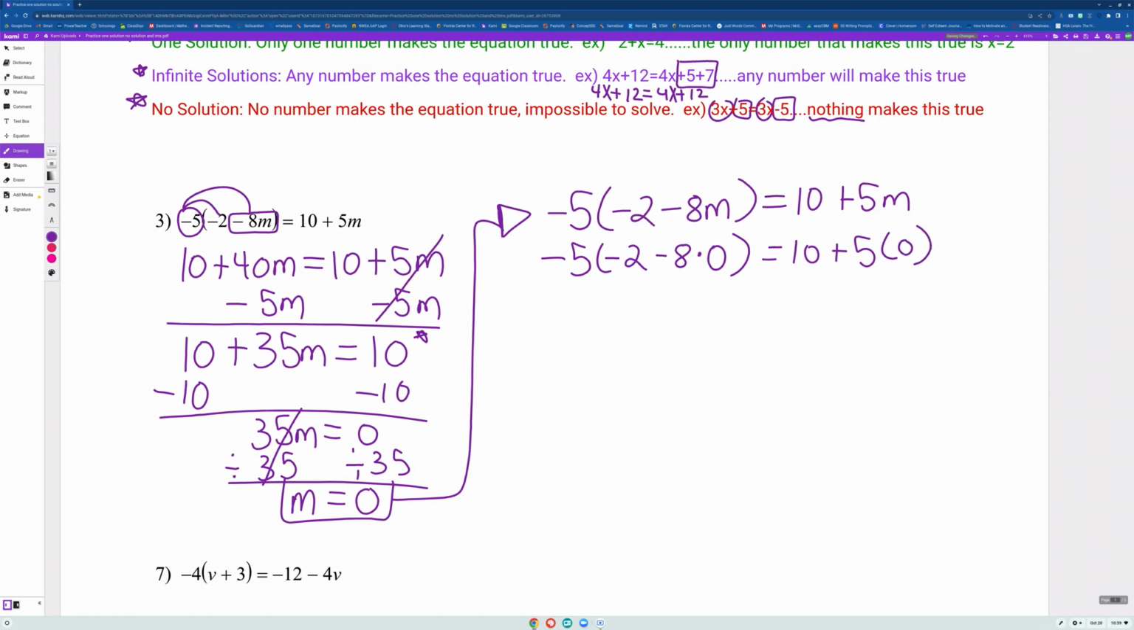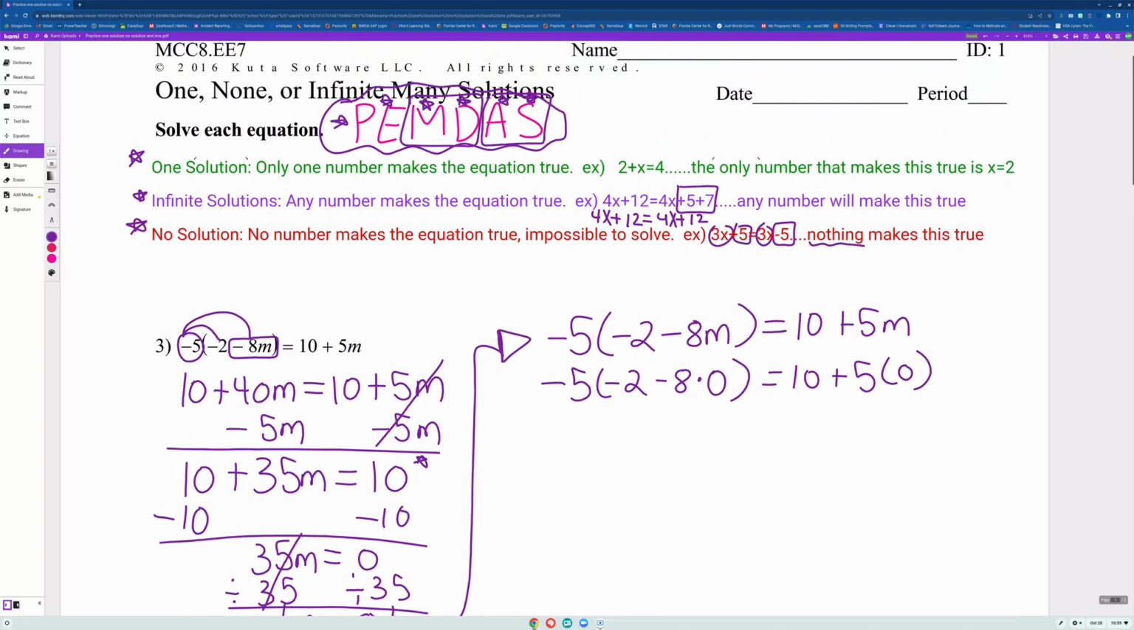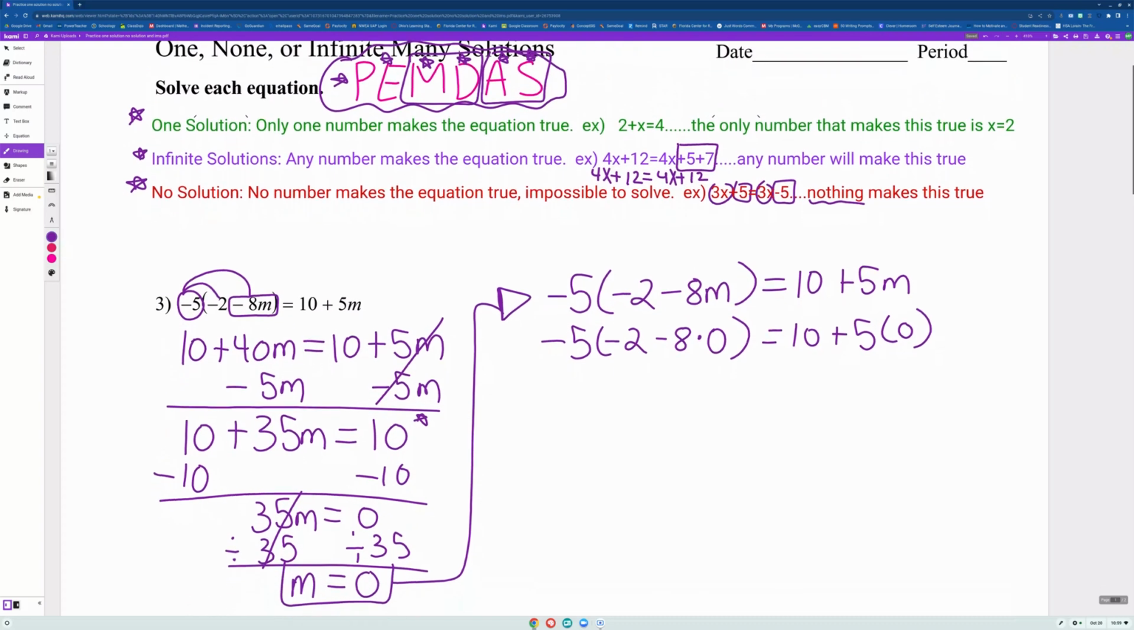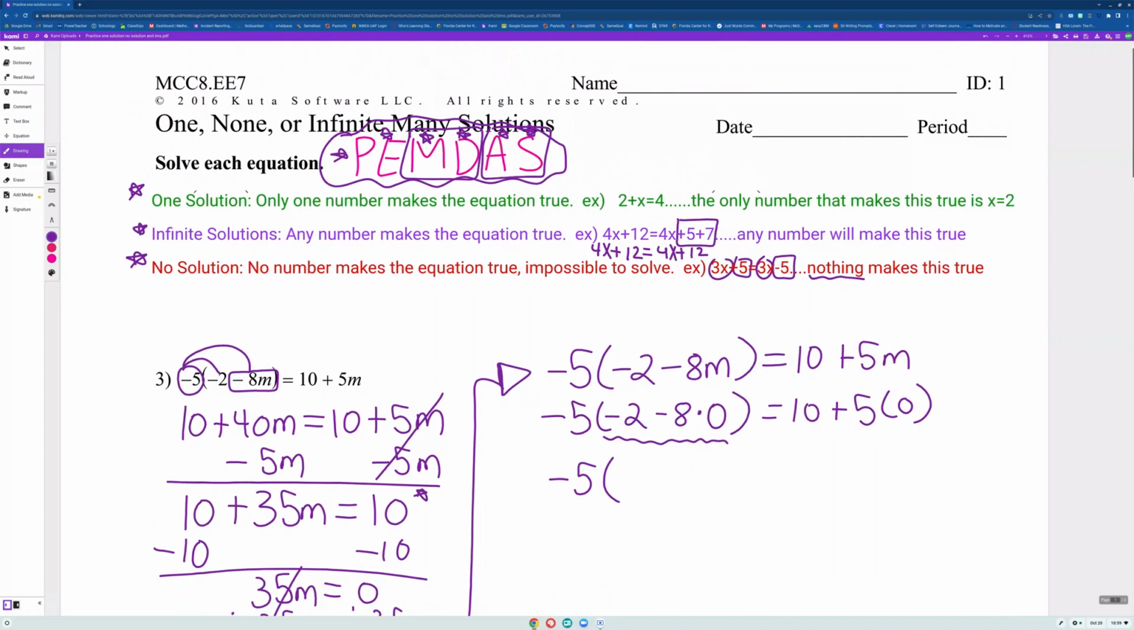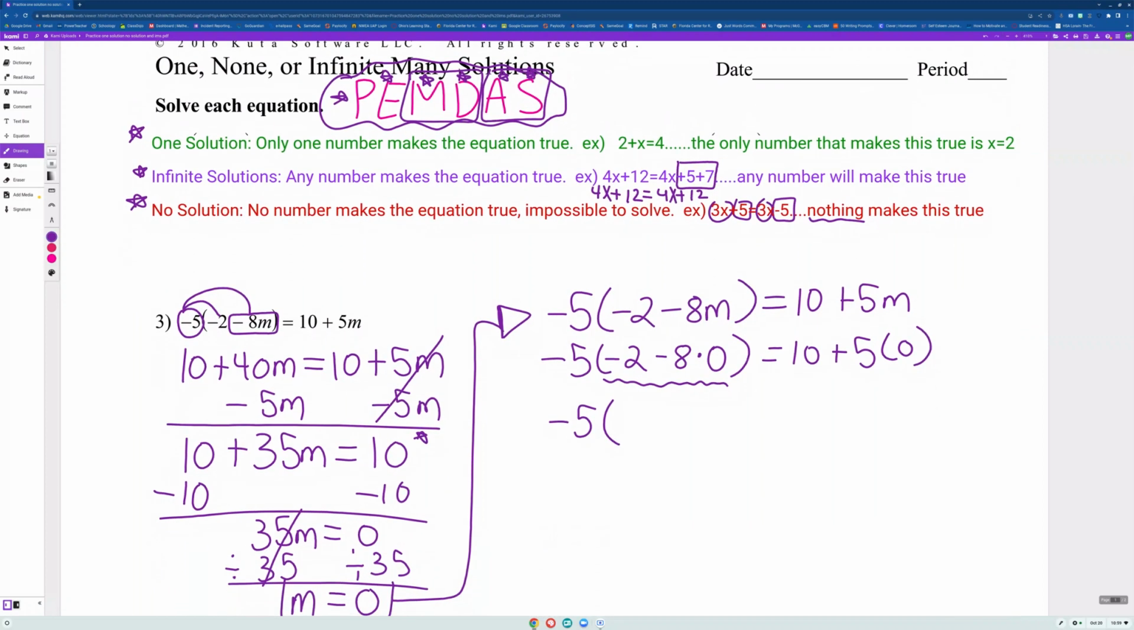So once I have this, now I need to follow those order of operations. So parentheses is the very first thing that comes. So I want to solve the inside first. So I'm going to get my -5 ready. And then in my parentheses, I have to pay attention to what operation I have to do first. So there's no exponents, there is multiplication. So -8 times 0 is going to be 0. And then on this side, I can go ahead and solve for my 5 times 0, which is 0.